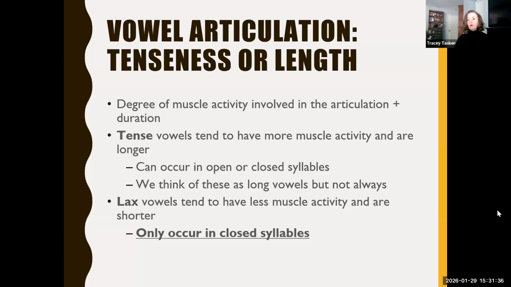Lax vowels can only occur in closed syllables, and we tend to think of lax vowels often as the short vowels, but again, not always. So if you're having trouble figuring out whether it's tense or lax, think about it in a syllable and whether it could occur there, as a foolproof weapon.